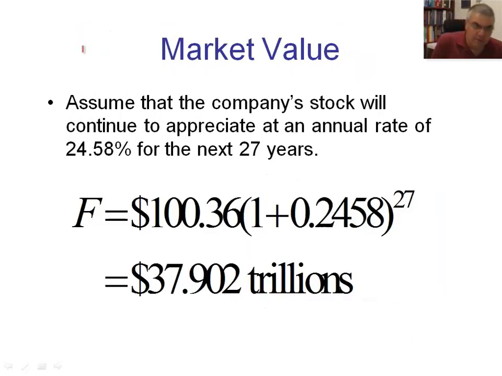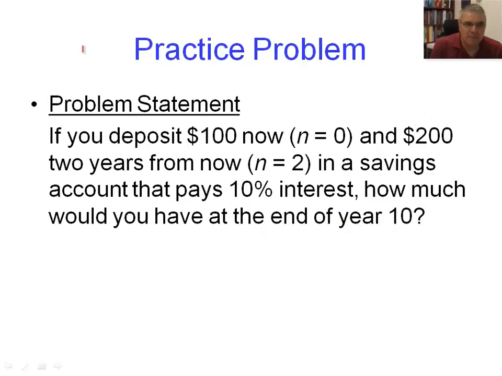So if the company's stock will continue to appreciate at an annual rate of almost 25% for the next 27 years, it's going to be worth what? 37.9 trillion with a T dollars. That's an astronomical figure when we're dealing with money. So let's do a practice problem before I end our discussion today.